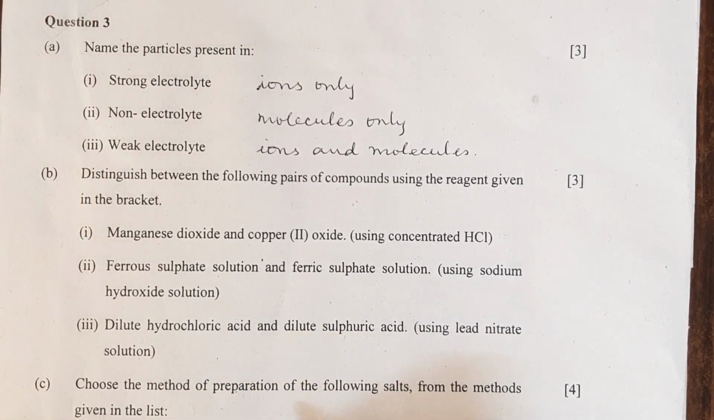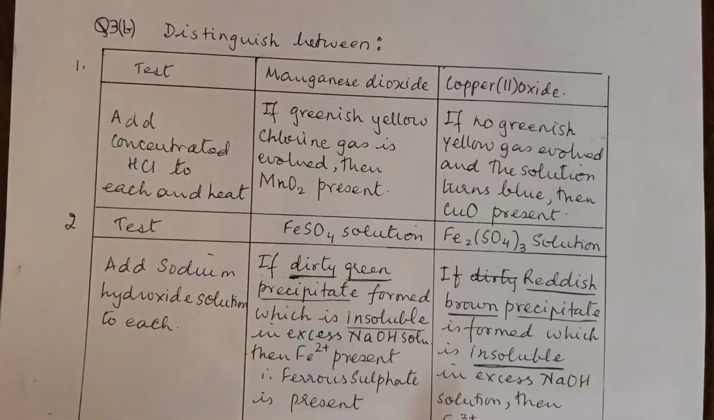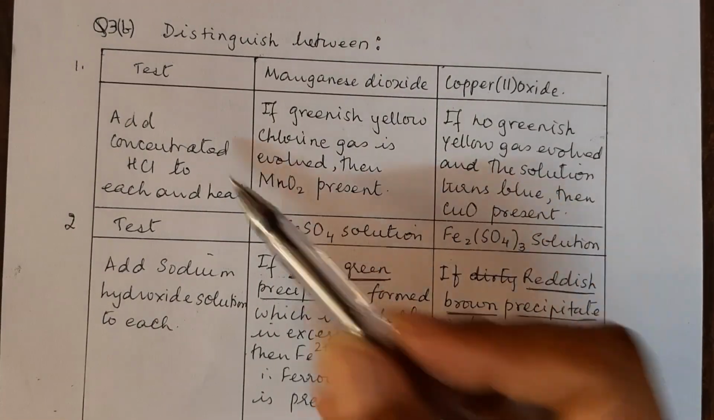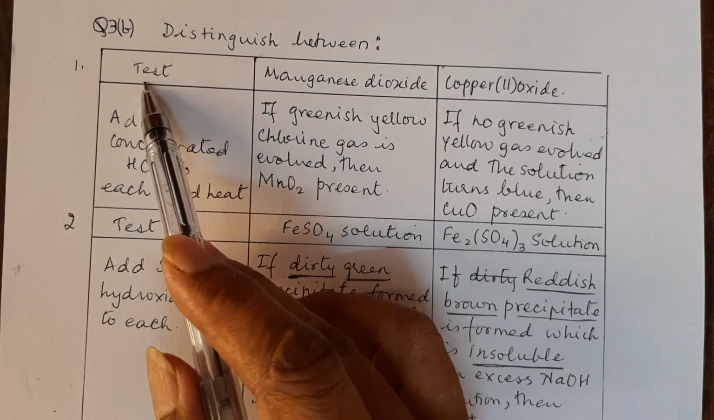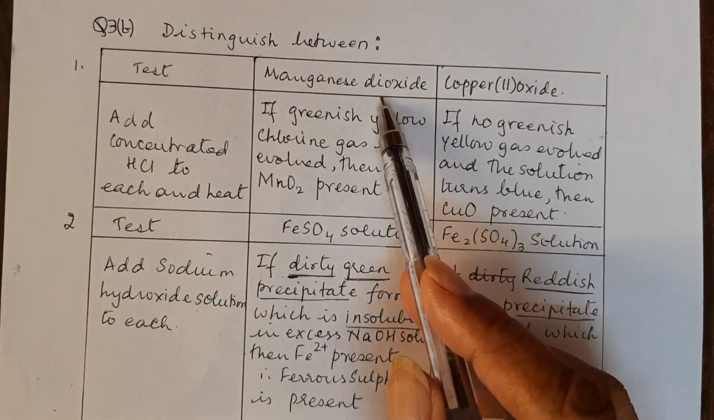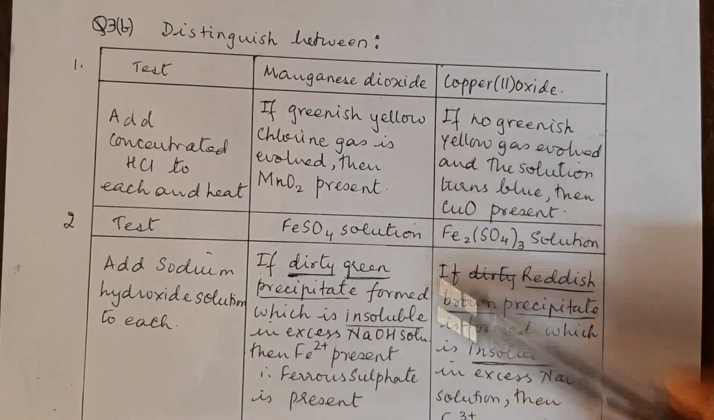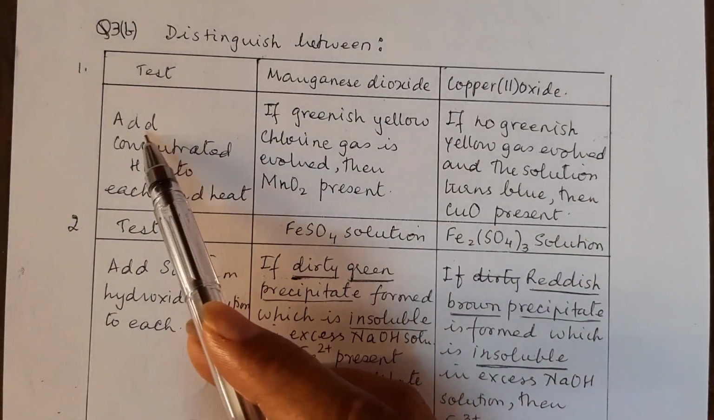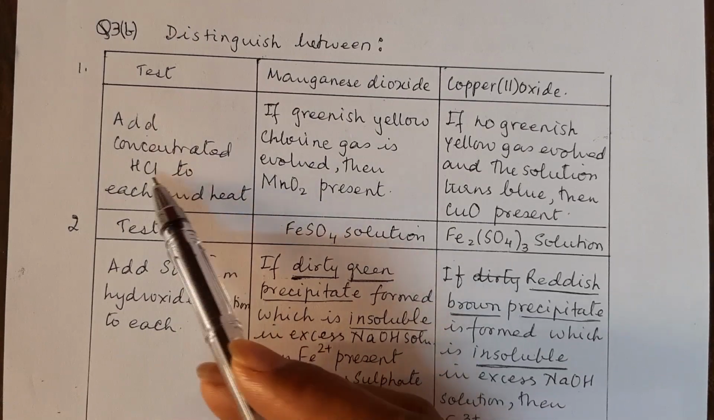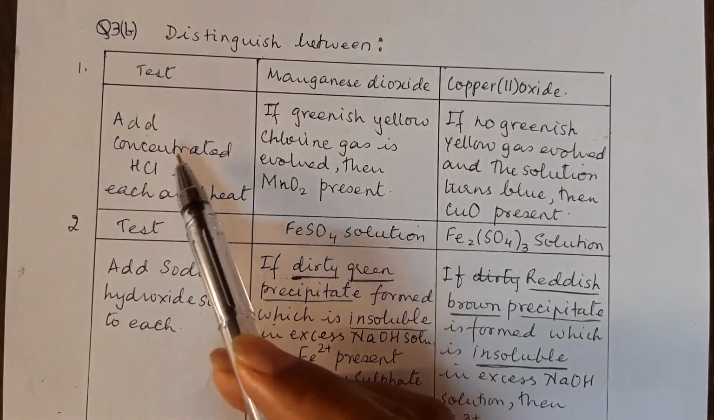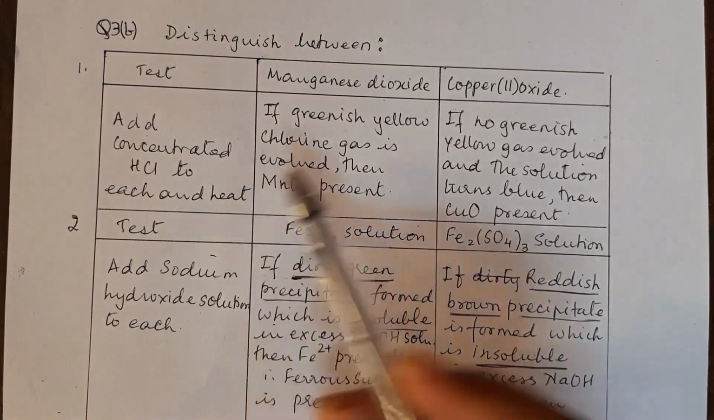Let us see how we write the solutions. So in our first part, we write the test, manganese dioxide and copper 2 oxide. We make the columns like so. And we'll write the test. They told us to add concentrated HCl to each. And so we will add and we'll heat it.